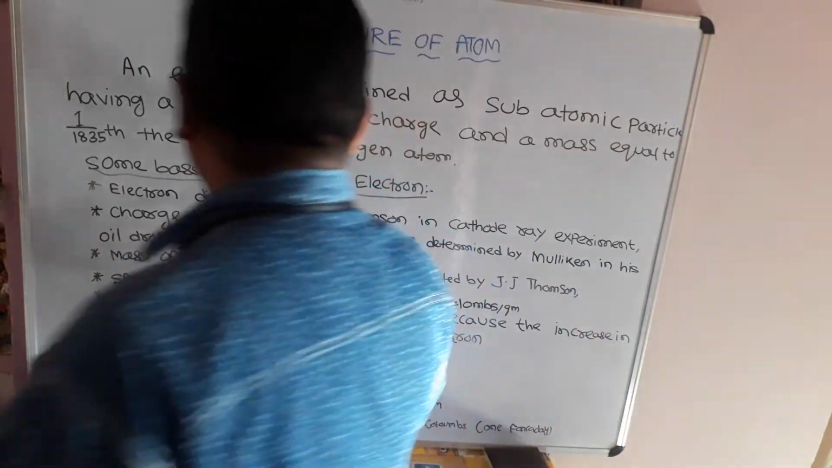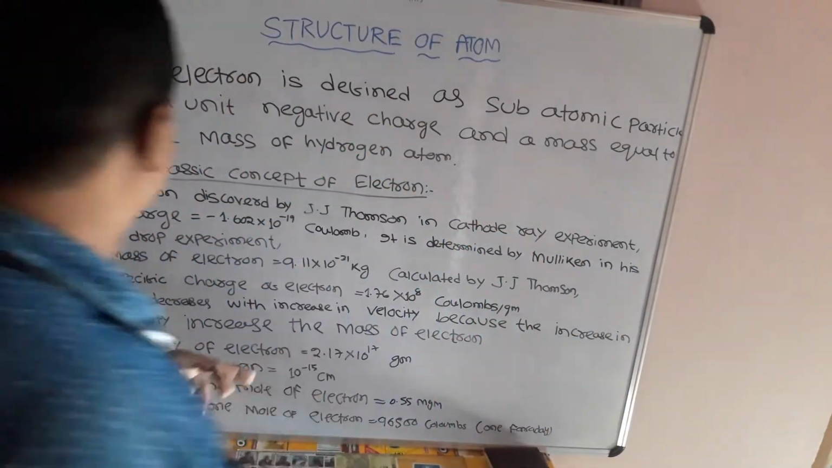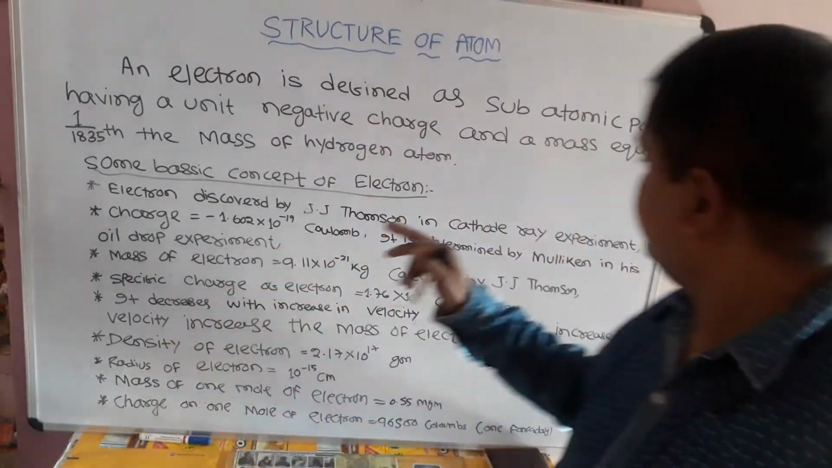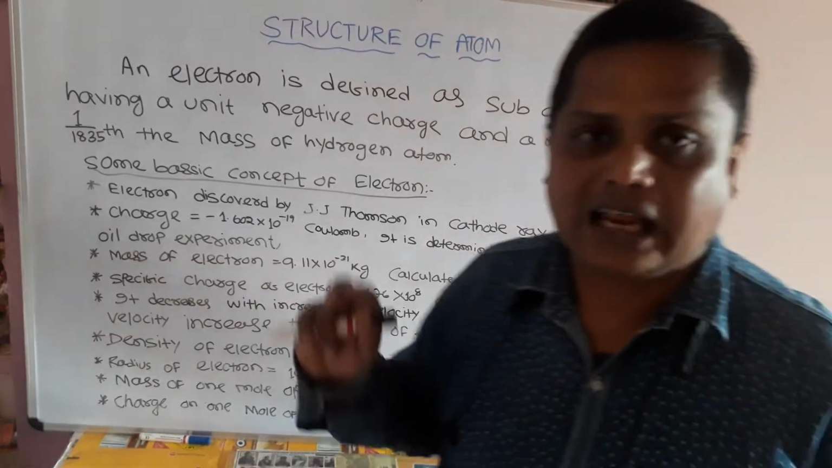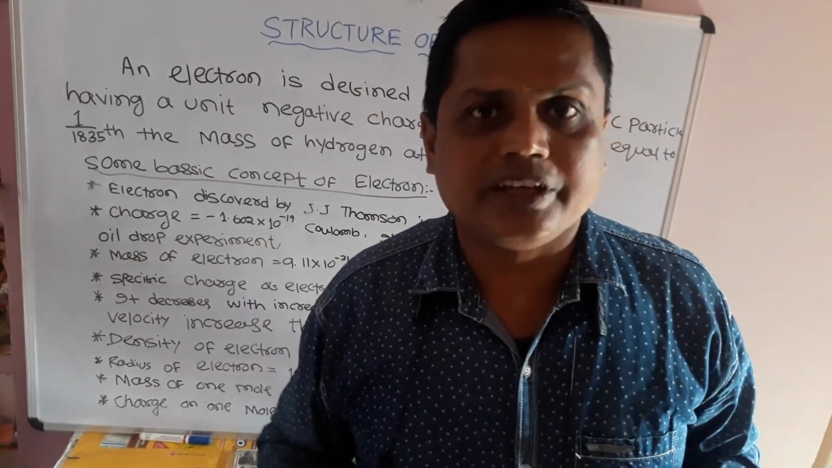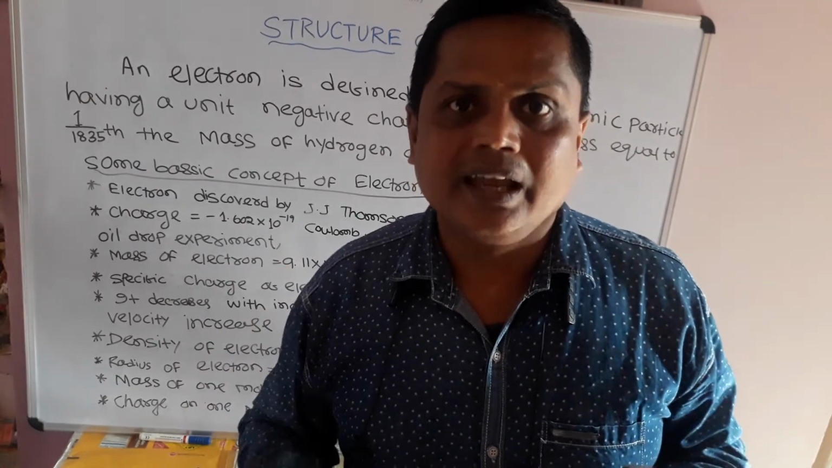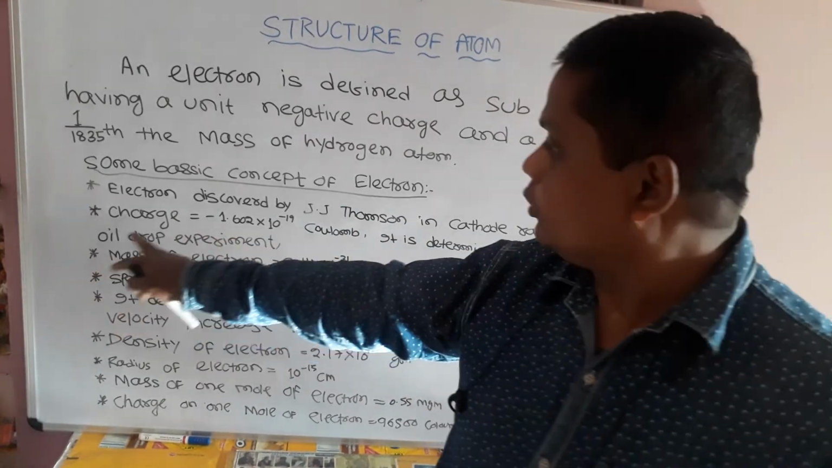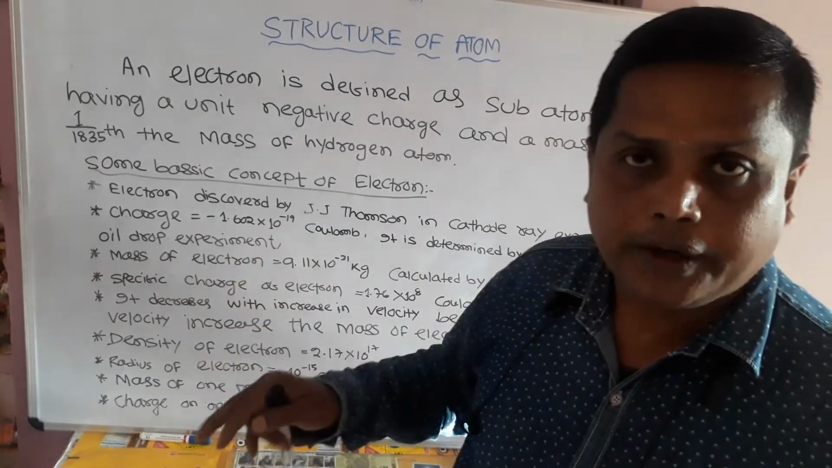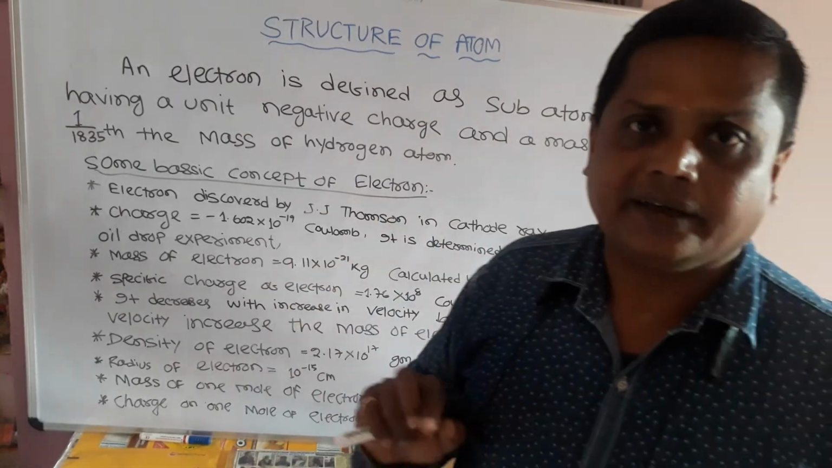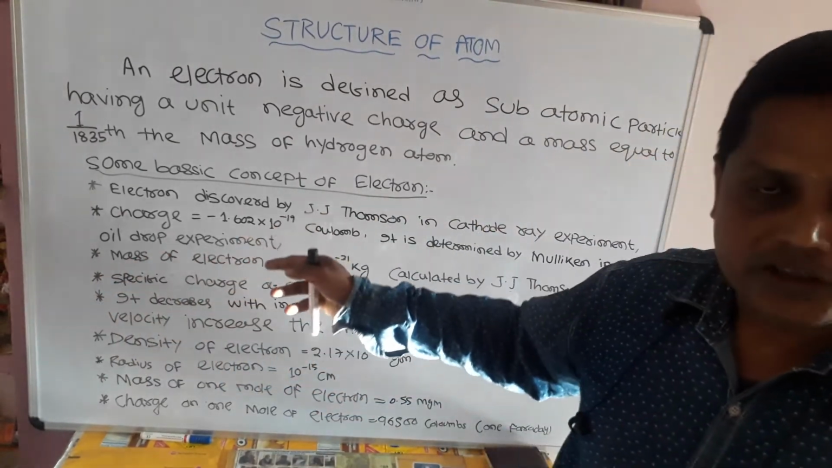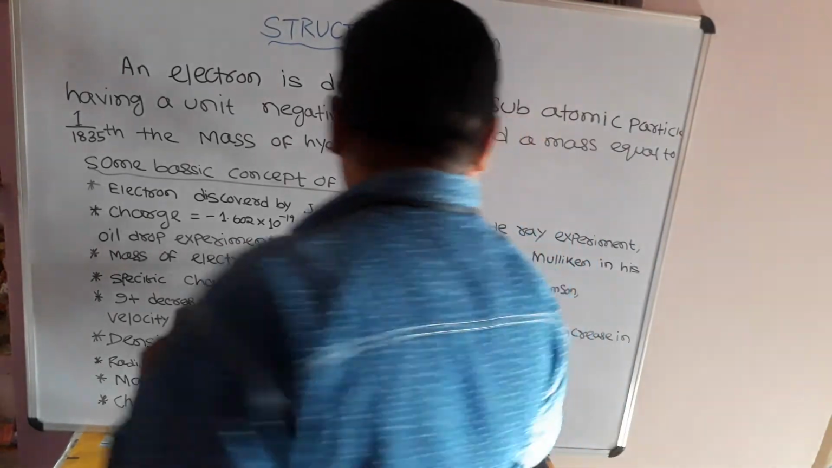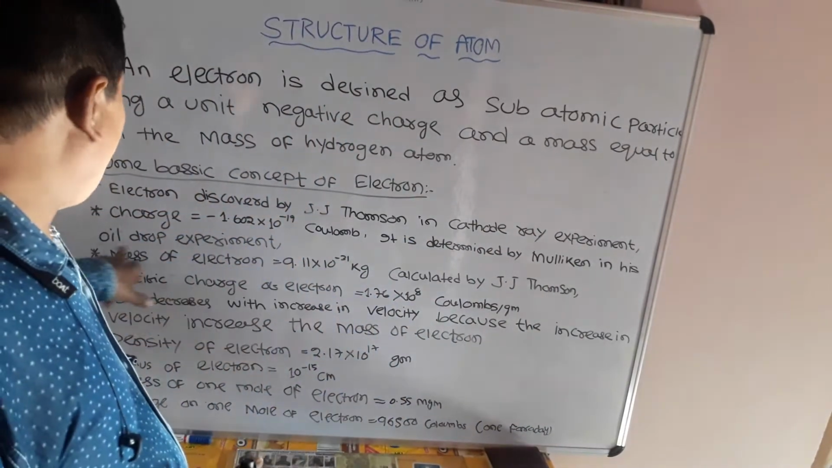Some basic concepts of the electron. The electron was discovered by J.J. Thomson in his cathode ray experiment. Second, electron charge equals minus 1.602 times 10 to the power minus 19 coulombs. It was determined by Millikan in his oil drop experiment.